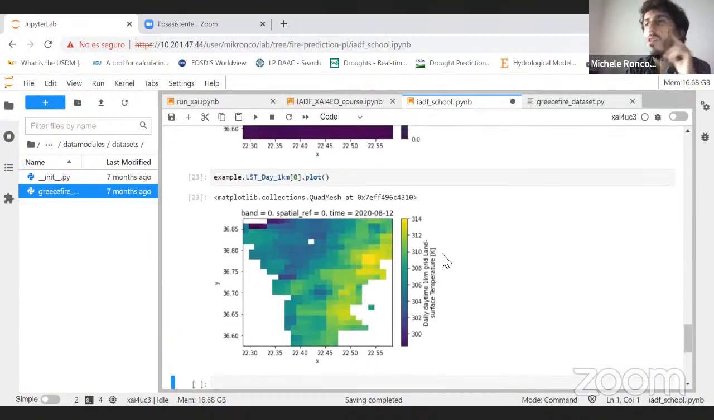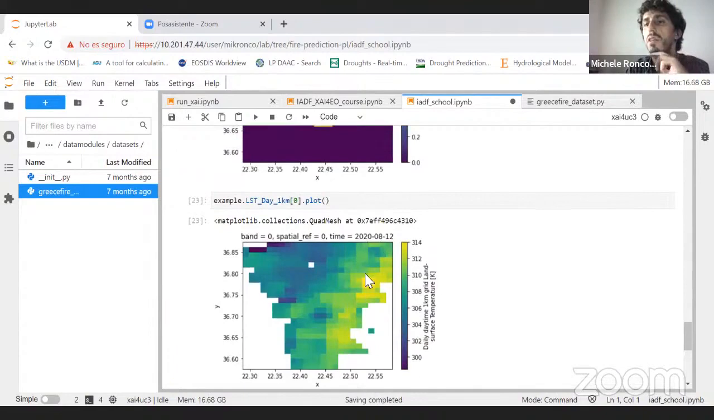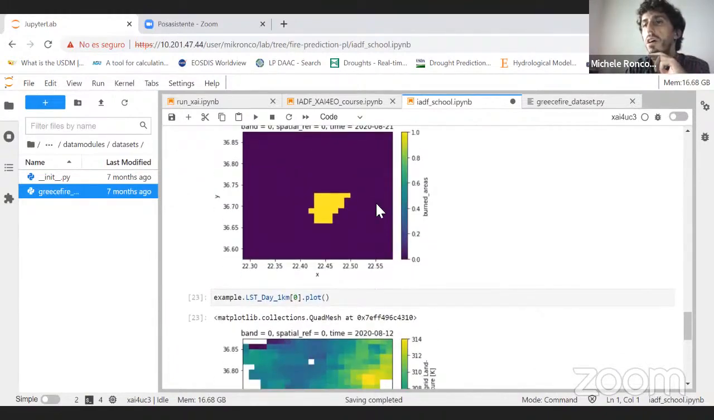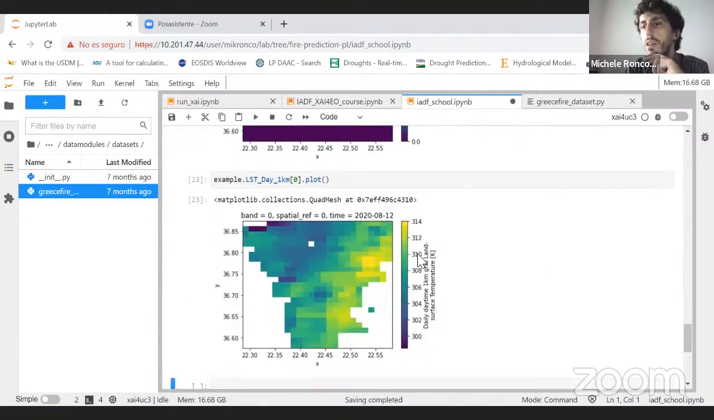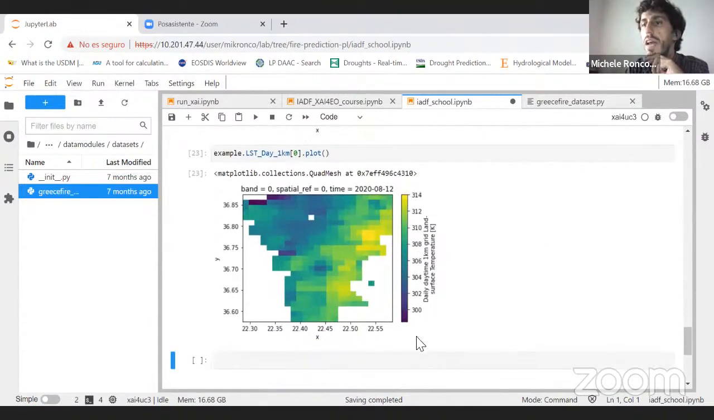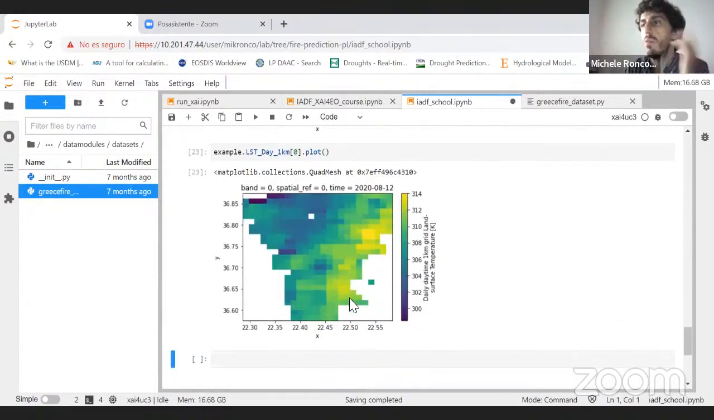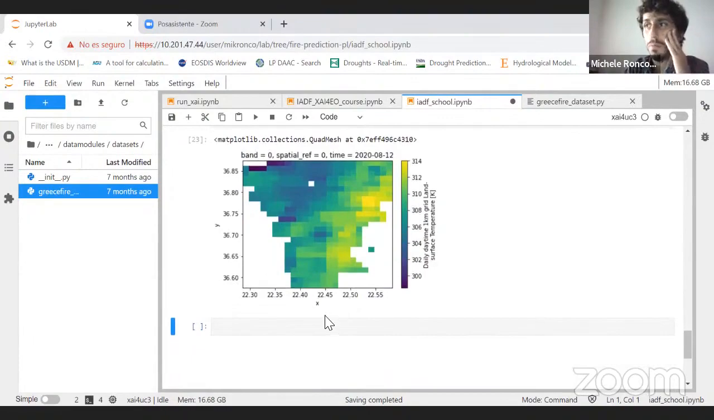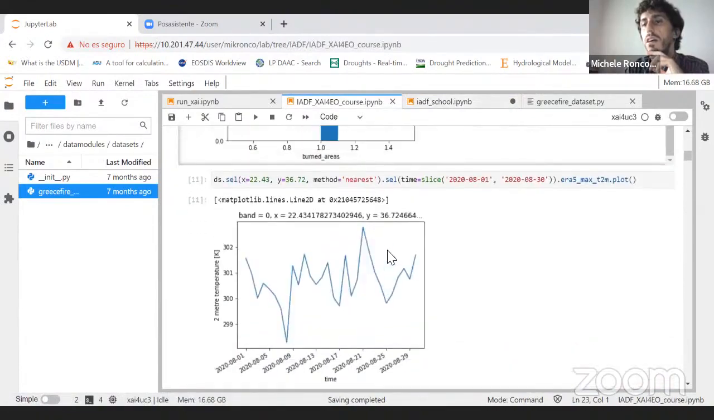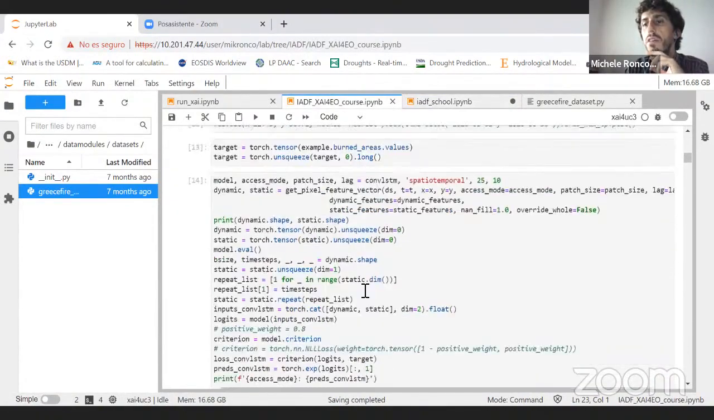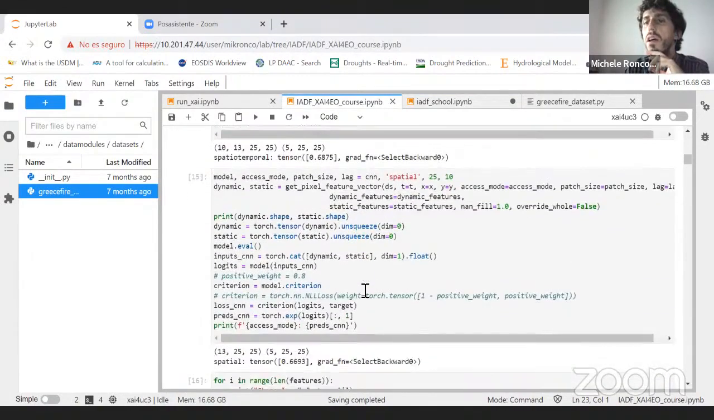Okay, and so this is showing us the land surface temperature for this specific patch on this day. Here you have the values in Kelvin of the temperature, and that was just one of the channels of this feature. We can also visualize time series of the values. This is not so important.